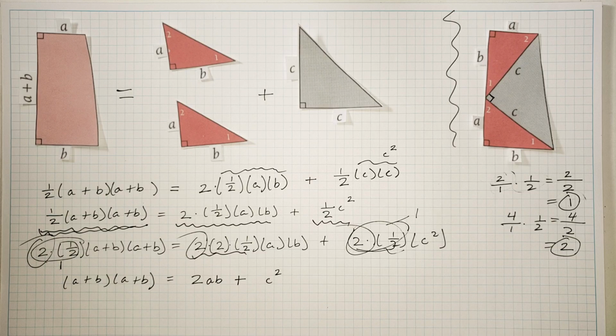All right? So now what we can do is this. Just bear with me. I know it's getting a little confusing. All right. Now we're going to do this thing called the distributive property.